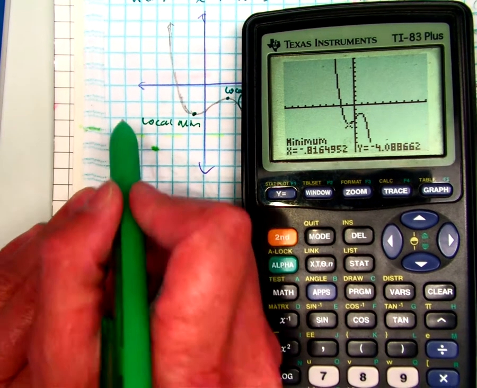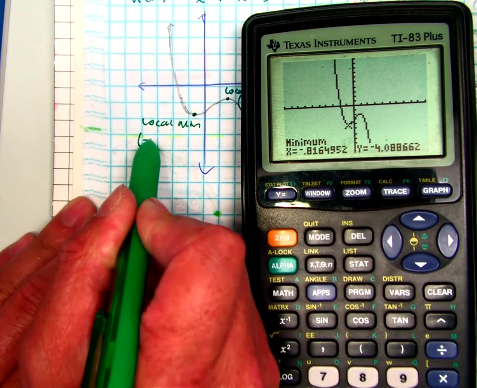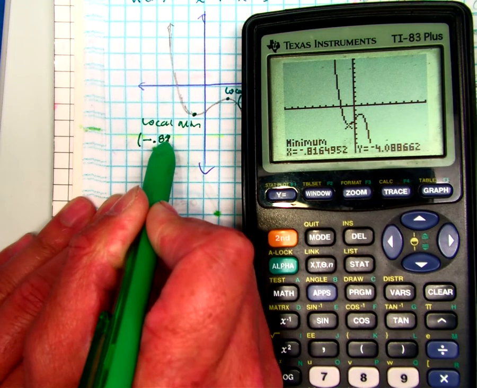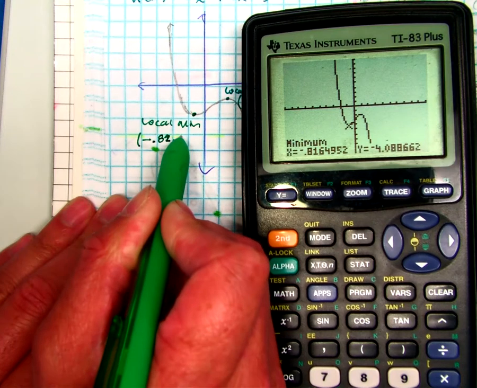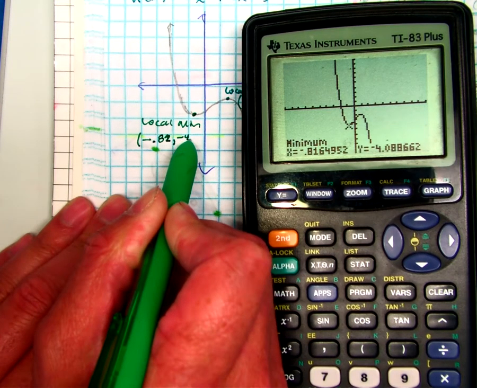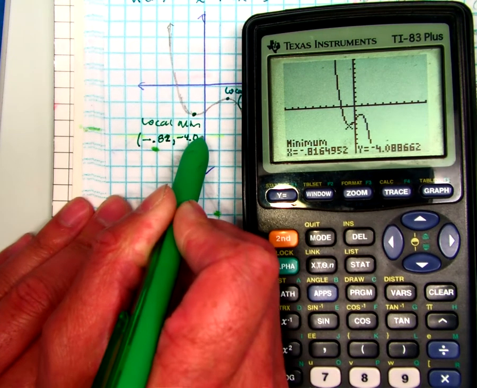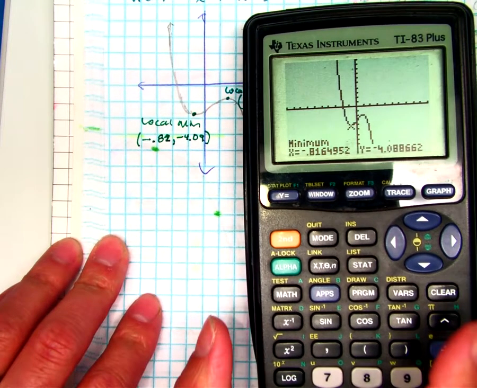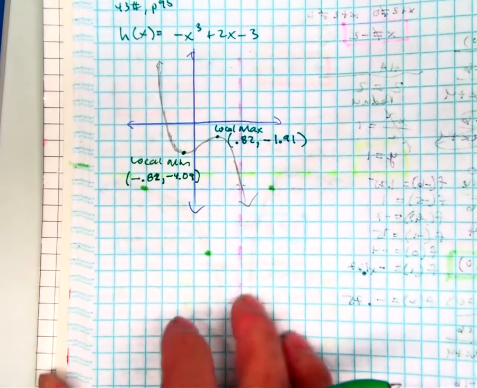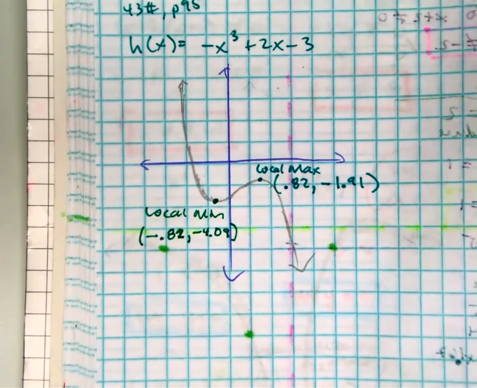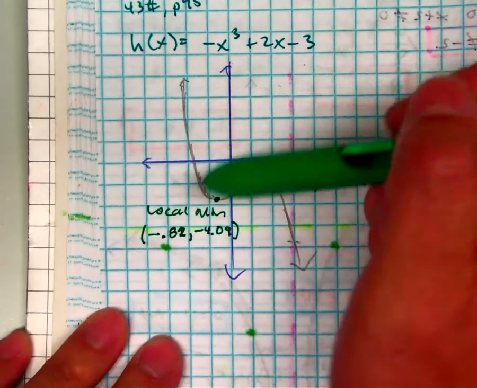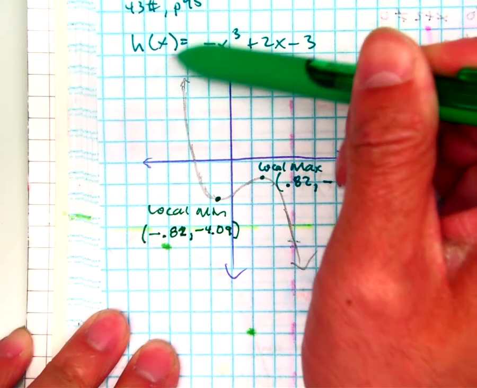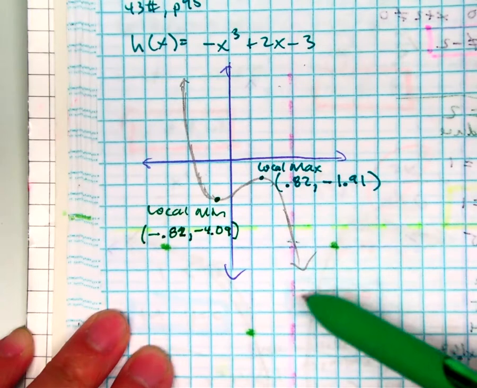So our answer is negative 0.81 or 2, comma, negative 4.09. And that's how we can use a graphing calculator to find the local minimum and local maximums. Remember, this problem doesn't have an absolute max because I have an arrow and the graph keeps going up, and we don't have an absolute minimum because of the arrow.